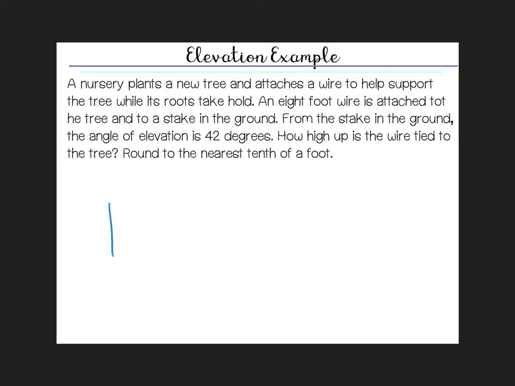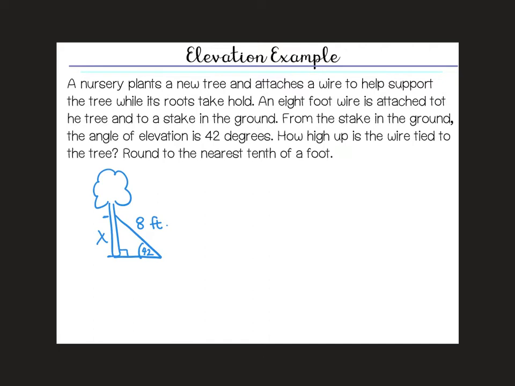So again, you want to draw your picture. So you have a tree, you have a wire attached to it that's holding it to the ground. It says the wire is 8 feet. From the stake in the ground, the angle of elevation is 42, so here's that. And it wants to know how high up the wire is tied. So from here to here, it wants to know how tall is that.